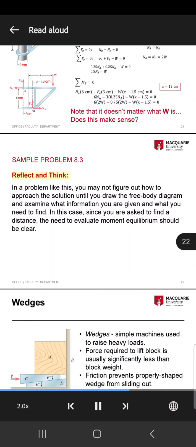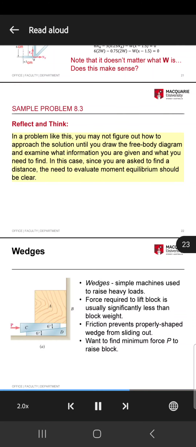Sample problem 8.3. Reflect and think. In a problem like this, you may not figure out how to approach the solution until you draw the free body diagram and examine what information you were given and what you need to find. In this case, since you were asked to find a distance, the need to evaluate moment equilibrium should be clear.